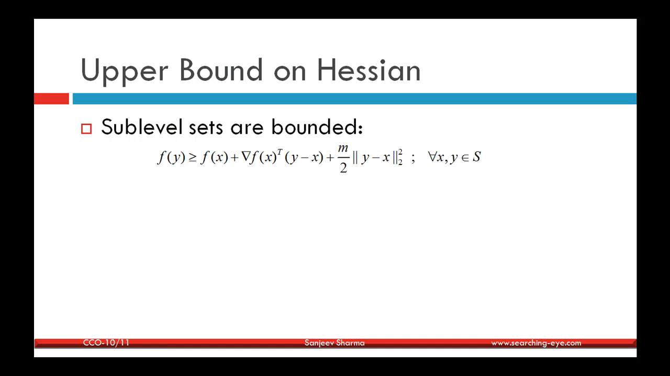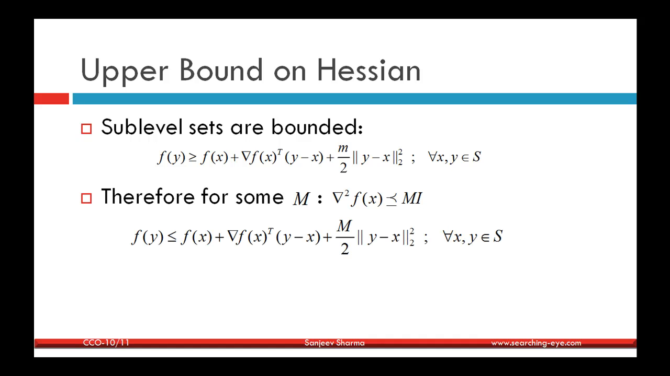So we have this inequality from the previous part of this presentation, that f of y is greater than or equal to f of x plus del f x transpose times y minus x plus m over 2 times norm of y minus x squared, for all x, y belonging to the sublevel set. And since f of y is greater than or equal to this function, it means the sublevel sets are bounded, and if sublevel sets are bounded, then there is going to be some upper bound on the Hessian of the objective function. Therefore, we obtain an upper bound on the Hessian of the objective function.